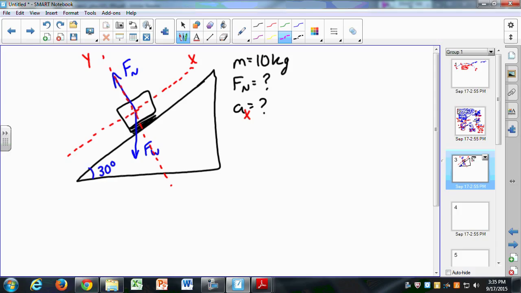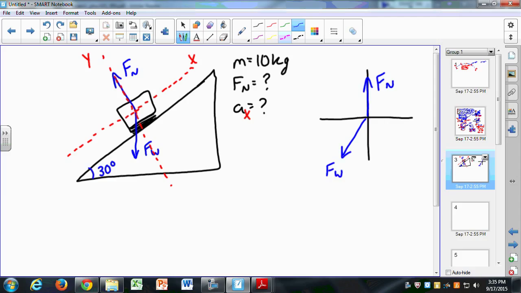So now we have labeled our forces. We've drawn our coordinate system. Now I'm going to draw a free body diagram. I'm going to go over here and draw that coordinate system, and then I'm going to label the forces that are acting on it. Here's my F_N, and then I have my F_W.